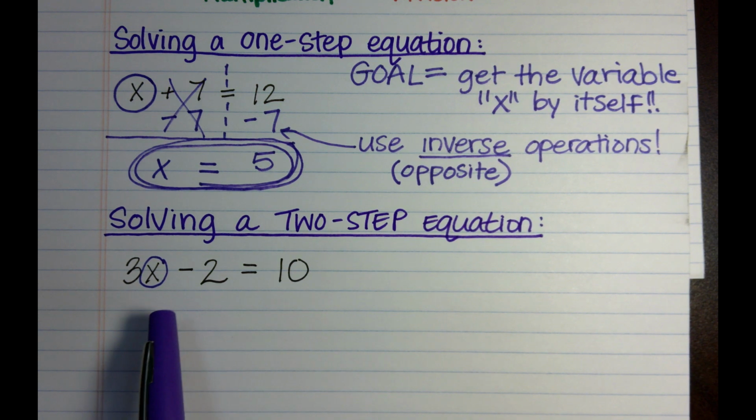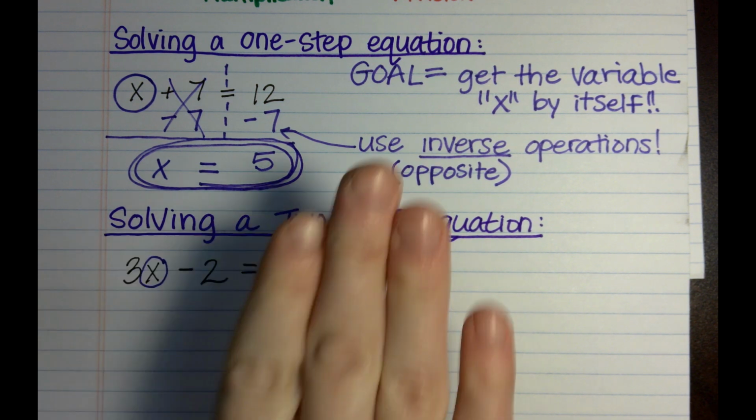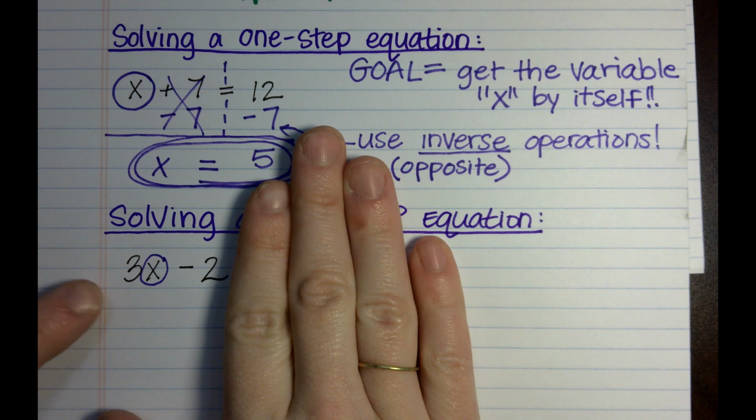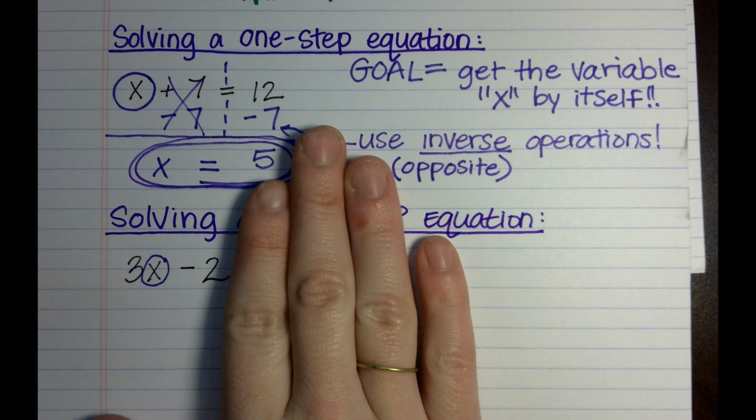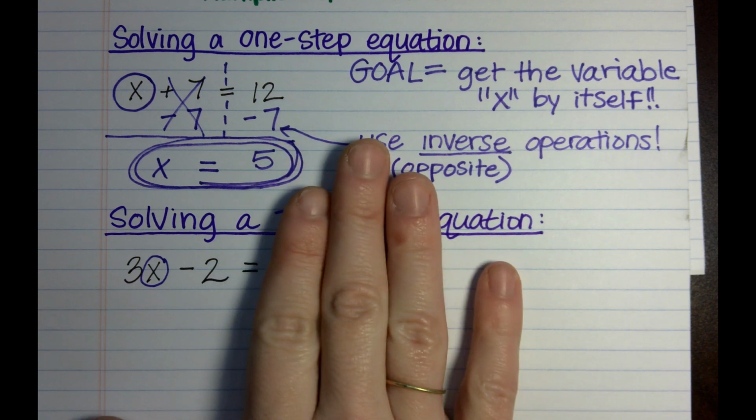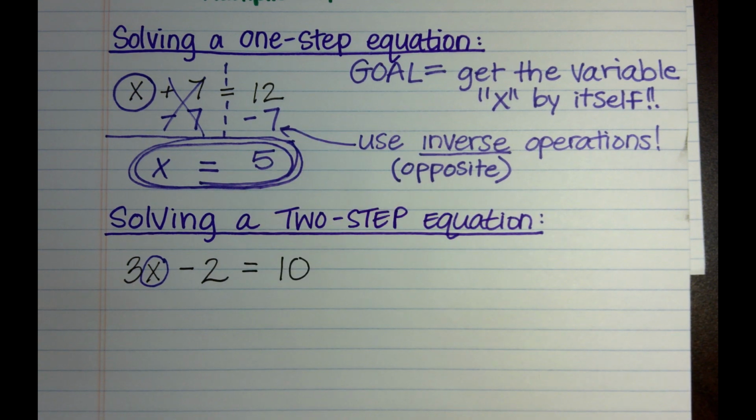So, other than x, on this side of the equal sign, you can see we've got two numbers. We've got a 3, we've got a minus 2. We got to get rid of both of those. But we also got to know which one do we get rid of first. So I'm going to give you a little guide for knowing that.